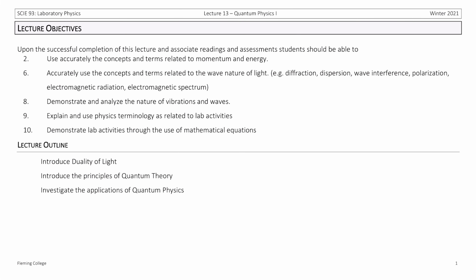Hello and welcome to Lecture 13. This is our introduction to quantum physics. In this lecture, we're going to introduce the duality of light to extend our understanding that we picked up last week. After that, we'll have to introduce the principles that lead to quantum theory, which will allow us to investigate the applications of quantum physics.